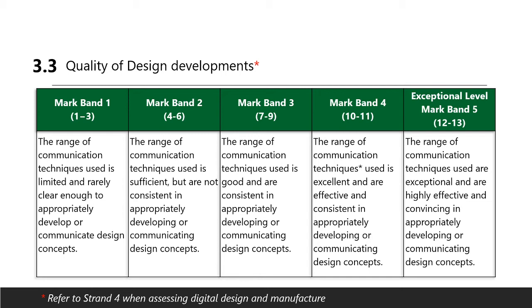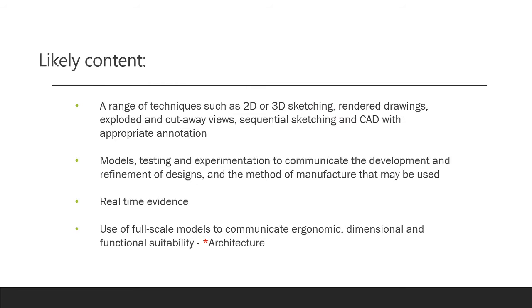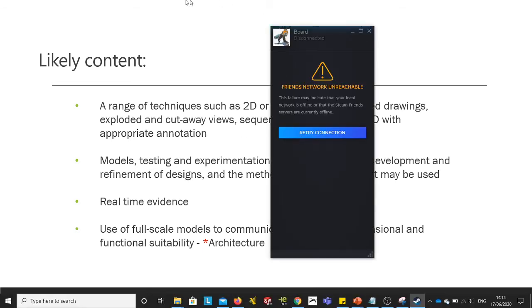So we're looking at a range of excellent approaches, making sure that you're developing and communicating your design skills. So it's the quality of the models mixed with how appropriate they are for the level and the depth of communication you're putting across. Likely content, so a range of different models. You might have cutaway views, you might have sketching that shows us what's going on, we might be experimenting, communicating, developing designs as you go through, make lots of models, etc. And as I've already said, use of full-scale models to communicate ergonomics can be really, really useful.